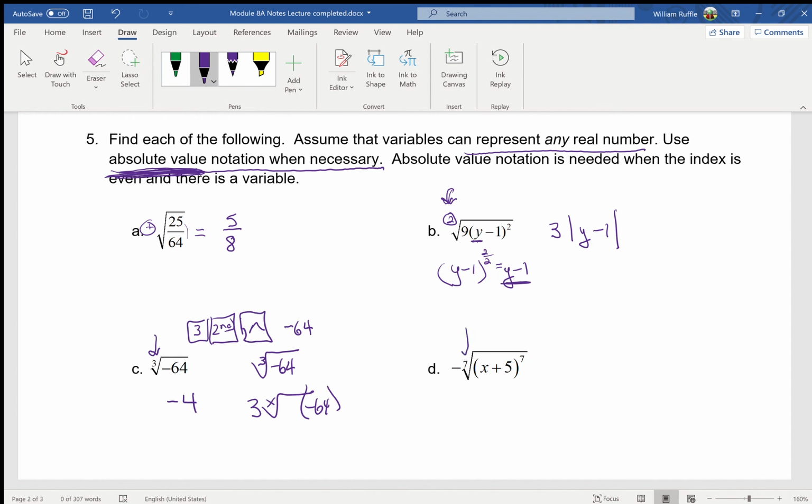Now this is an odd index, and there's a letter in here, but since it's an odd number, I do not need absolute values. And then really it's just 7 over 7, so that's really 1, so it's really just negative. Then just leave x plus 5. So now the computer will take this answer. Now if you want to distribute the negative, it should take -x minus 5 as well. Either answer should work.